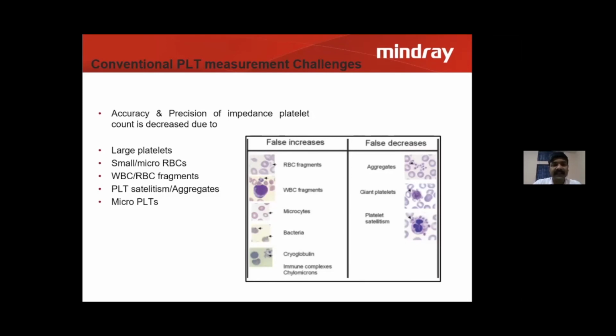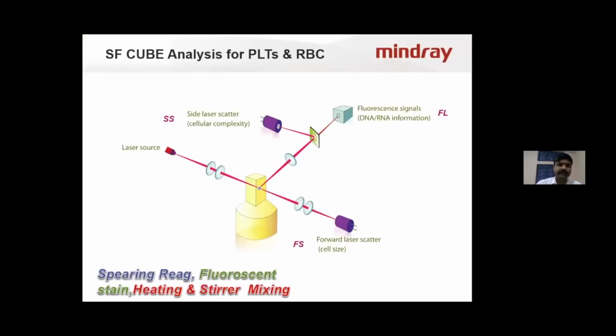What we were facing in the conventional platelet measurement was large platelet interference, smaller microcytic RBCs, and microplatelets. So you can find falsely elevated platelets because of RBC fragments, WBC fragments, microcytes or cryoglobulins. And you can get a pseudothrombocytopenia because of aggregates, giant platelets, and platelet satellitism. How we can handle this, we will see, and how the technology is helping in that.